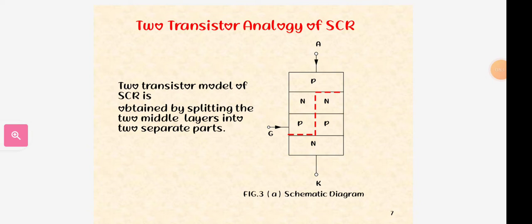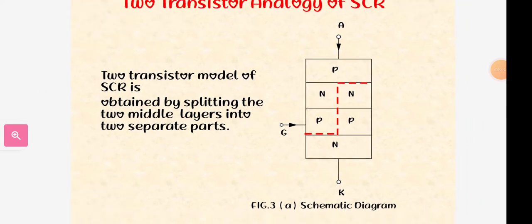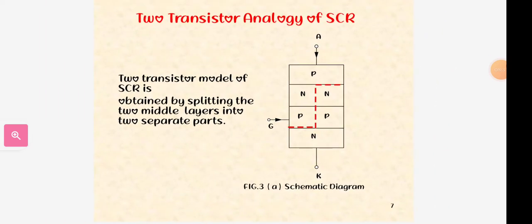Each SCR has four layers, PNPN, and transistors have 3 layers, PNP or NPN. As in the figure, it shows a PNP and an NPN. These are the 2 transistors, meaning one SCR is used as 2 transistors. So the operation of a thyristor can be explained with the use of the 2 transistor model. This diagram is the 2 transistor analogy method.